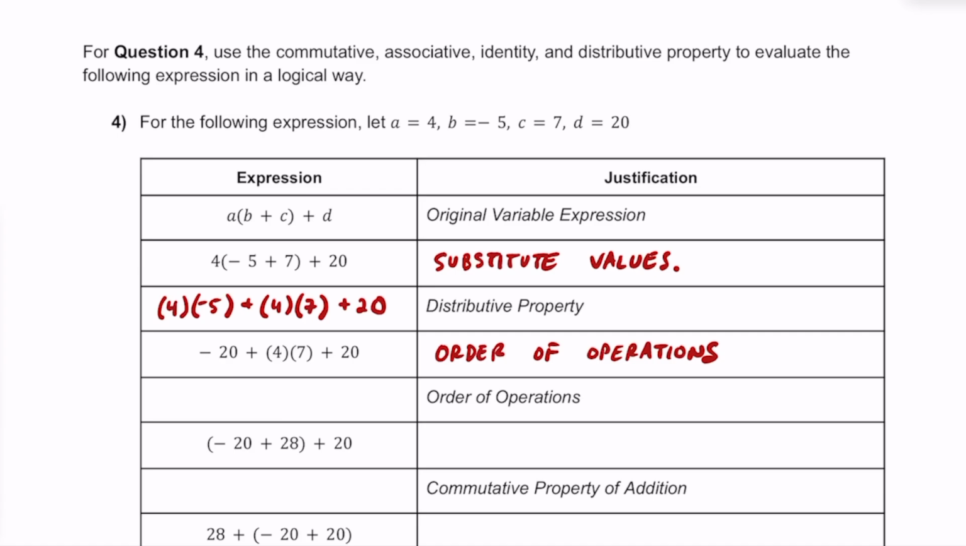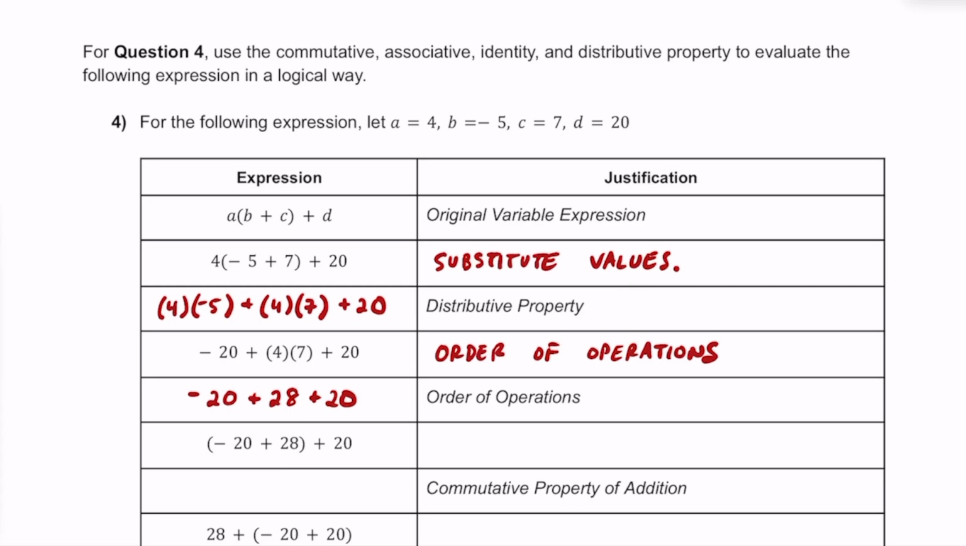How are we going to get to the next step here? Let's see. Well, the justification says order of operations. So that means that we must be following the order of operations. I think out of anything here, this would have to go next, right? This other multiplication problem. So I think this is just going to be negative 20 plus, and then 4 times 7 is 28, and then plus 20. All right, so we took care of using the distributive property already.